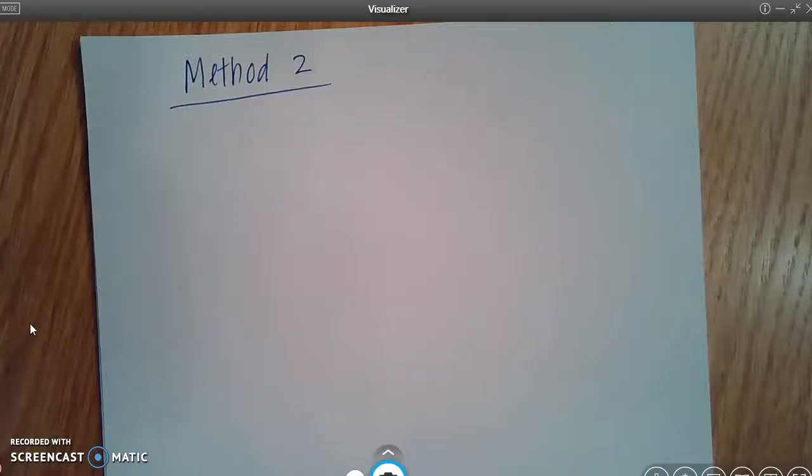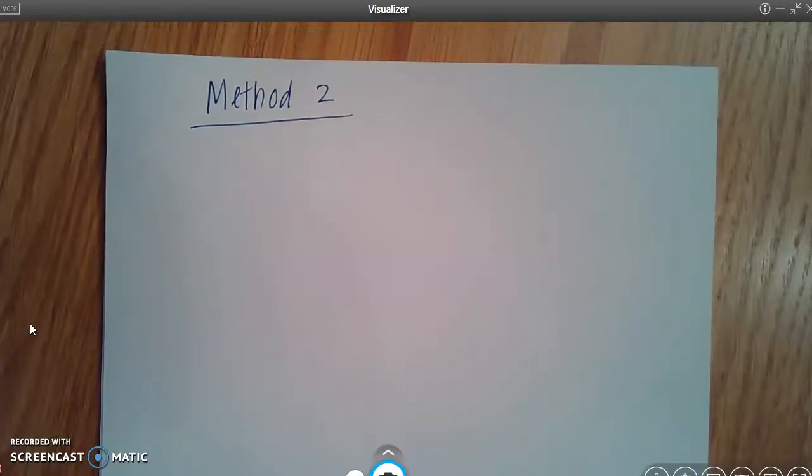Alright, so like I said, there's two methods to this lesson, so this is going to be method 2. Method 2 is the one that I learned how to do, and it's the only way I thought you could do it until I learned method 1. Once again, it does not matter which method you choose, you just need to be able to do one of the two methods properly.